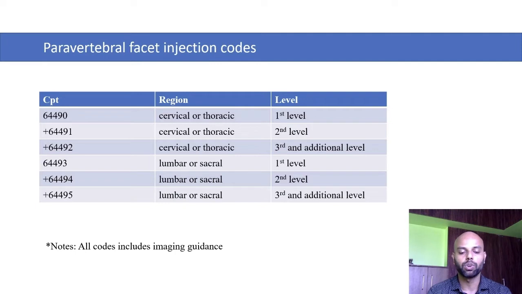If the injection was given in the lumbar or sacral region, we use procedure code 64493 for the first level. For the second level, you have to use the add-on code 64494. For the third and additional levels, the right code is 64495. All these codes include imaging guidance, fluoroscopy, and CT.